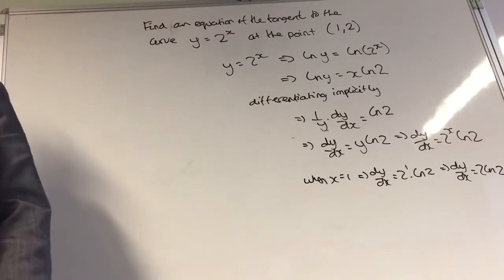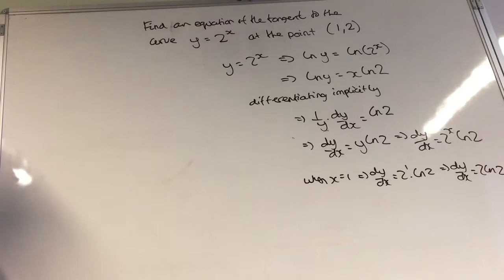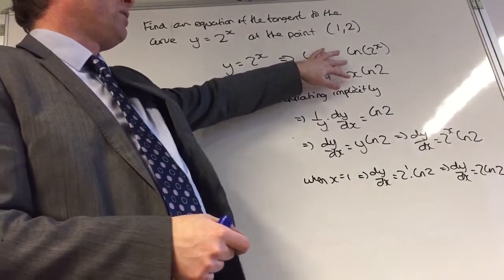Exactly right. And if it was x squared log 2, it would be 2x log 2, because that's the differential of x squared, and then times by the log 2. And if it was 2x ln 2? It would just be differential of 2x is 2, so 2 log 2.